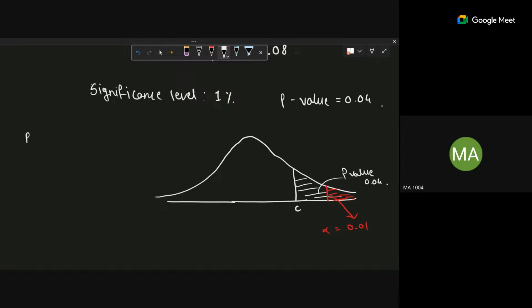So if my alpha is 0.01 at this critical point, what should I do? I should accept my null, right? Because for this alpha, my C is lying in the acceptance region, right? So that's why we will accept it. And your doubt, P value is not the lowest significance level. It is the lowest significance level where I will reject the null. Okay, got it.